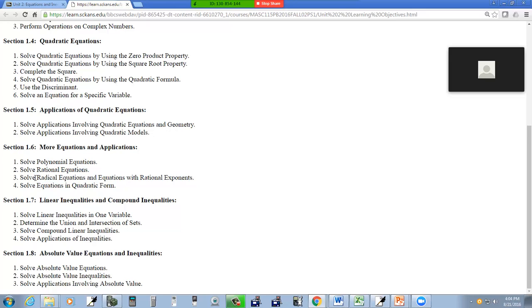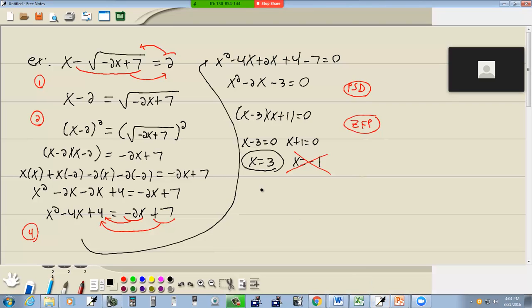Okay, now that's the first part here, radical equations. Now equations with rational exponents. So let's talk about those. We'll clear this off.